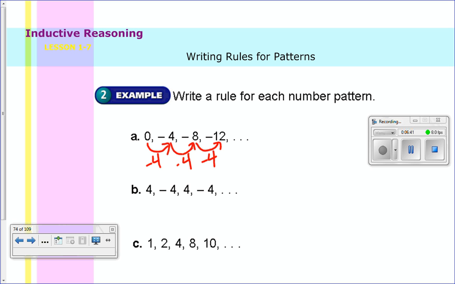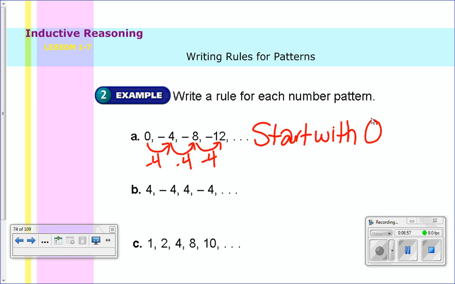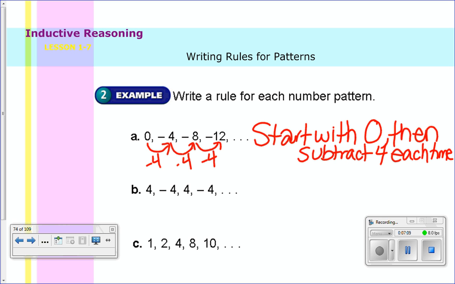It looks like it works for each number, so I need to write a rule. And here's how you write them. You say start with, so tell me what number you started with. Here I started with 0, then subtract 4 each time. That would be considered my rule. I started with 0, and then I subtract 4.